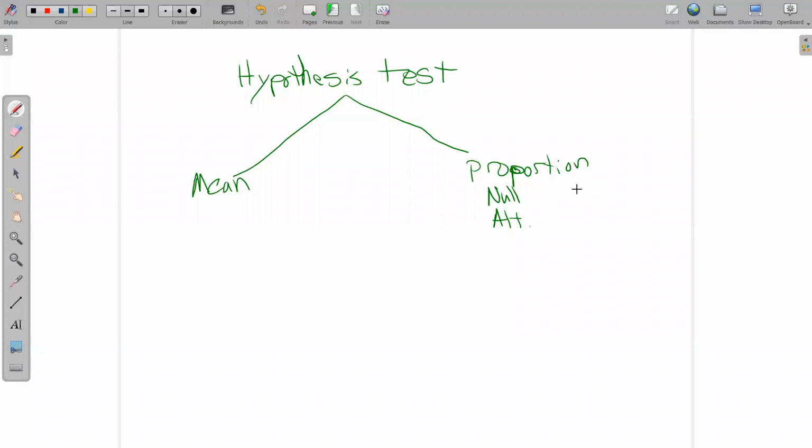And the null will have some kind of equal, right? So it's either going to be p equals something, or p is less than or equal to something, or p is greater than or equal to something. Alternative hypothesis can't have an equal. So the alternative to equal is usually not equal. The alternative to less than or equal to is often greater than, the opposite. And the alternative to greater than or equal to would be less than. Sometimes we set equal to as the null to go with a greater than or a less than, and that's okay too.